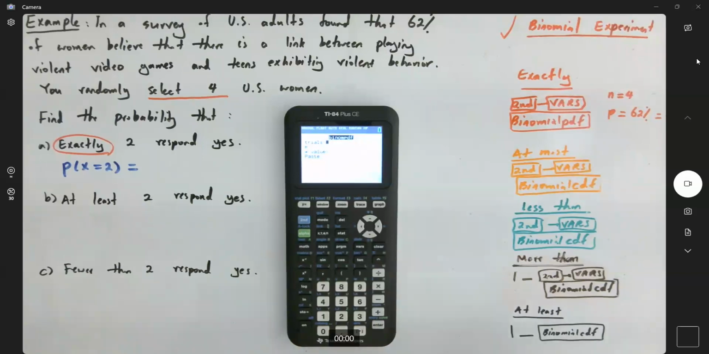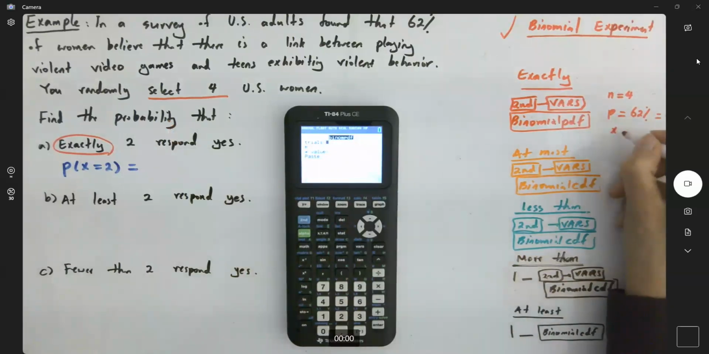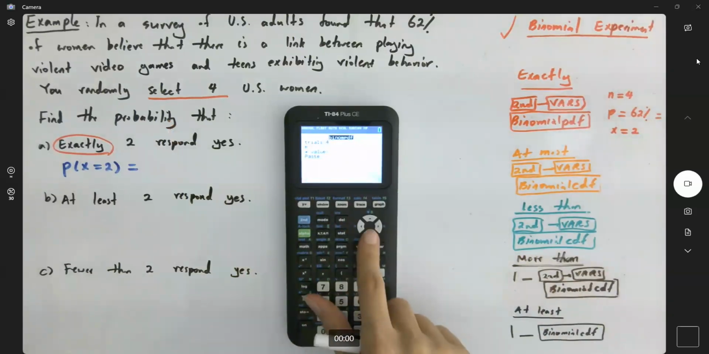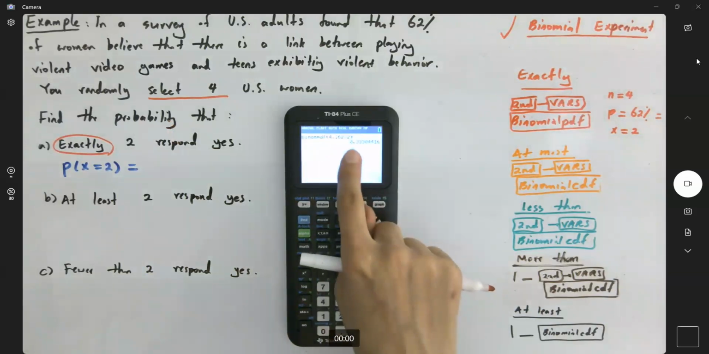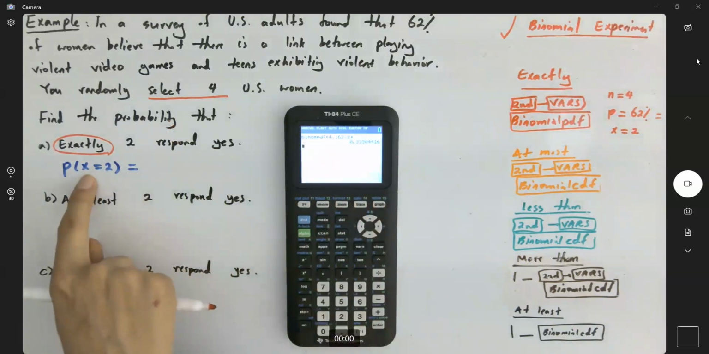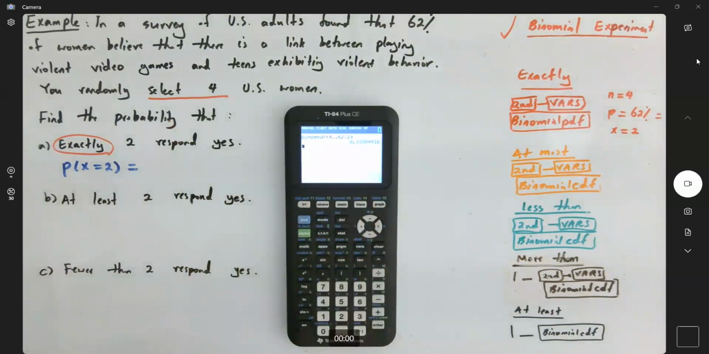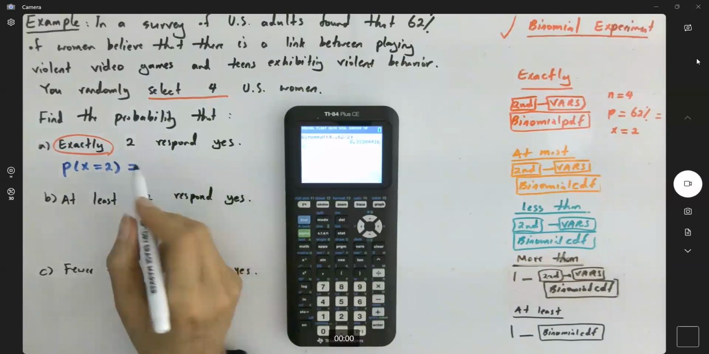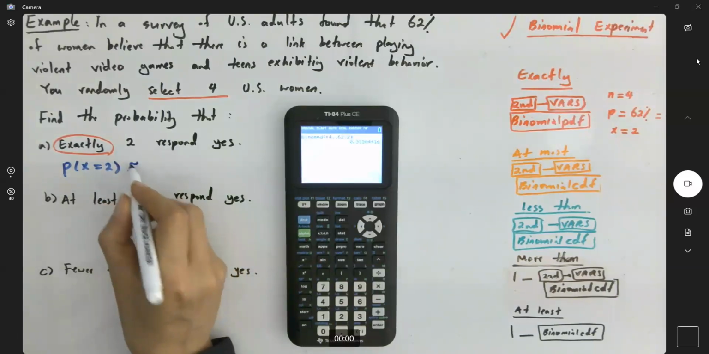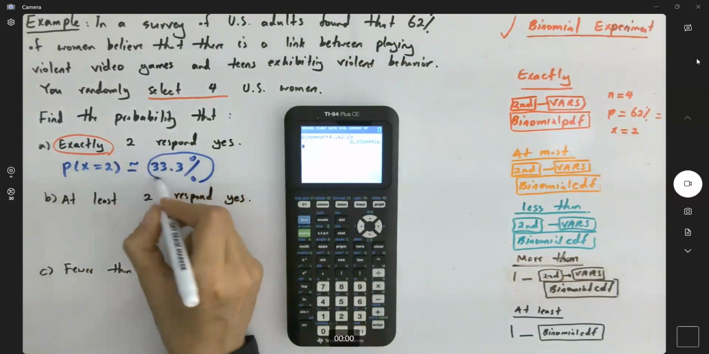What else do I need? Now I need to know what my x is. x is exactly 2. Okay, let's enter these values: 4, 0.62, and the x value is also 2. Very good. So it seems like the probability that exactly 2 of them respond yes is 33.3%. This is just an approximation, so we're going to use approximately 33.3%.